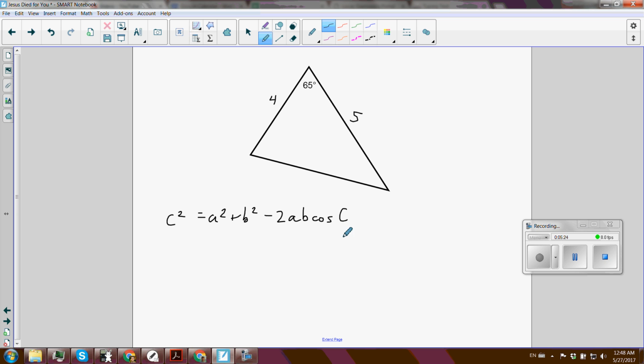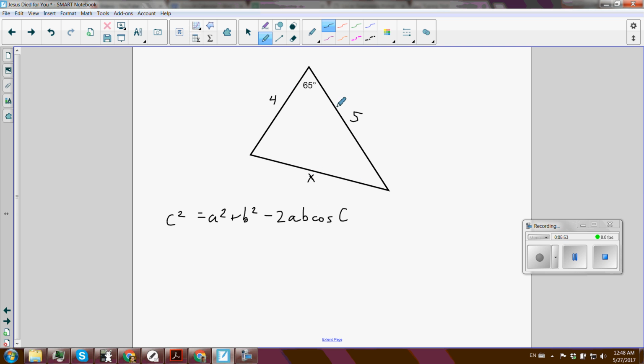It just so happens that if the angle between the two sides that we know is 90, the cosine of 90 is 0. So this whole term disappears if the angle C is a right angle, turning the law of cosines into the Pythagorean theorem.